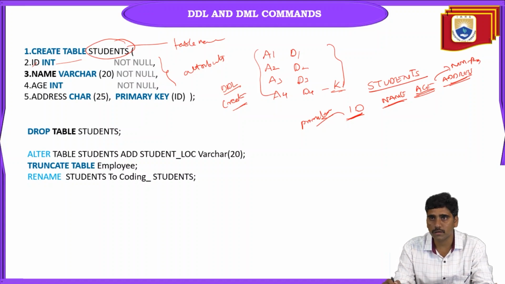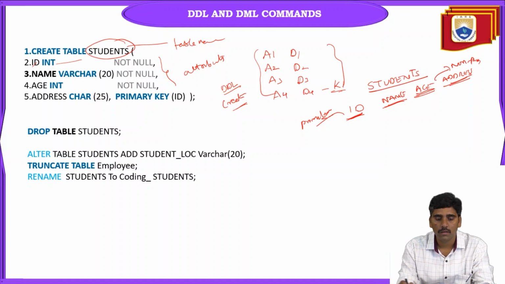Age, name, address are the non-prime attributes. And here the primary key attribute is ID, and name, age, address are the non-primary key attributes. And that is creating the structure like this. And drop table students. Here drop is the command to drop your table.